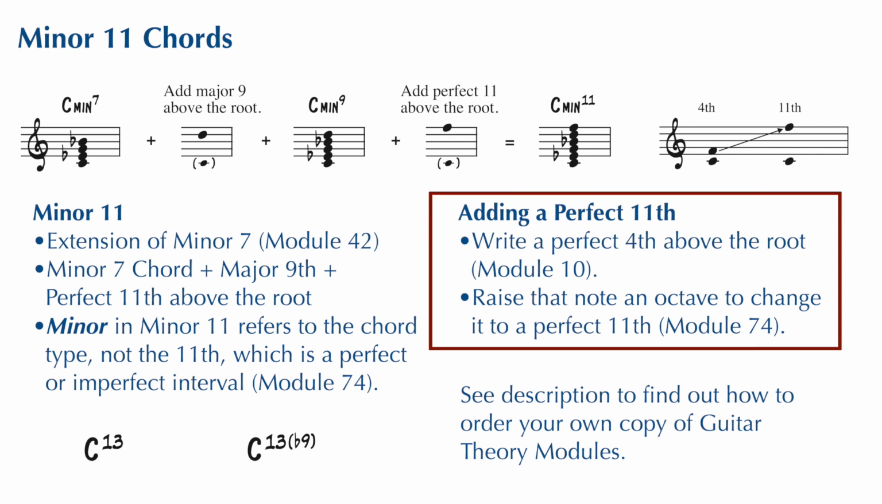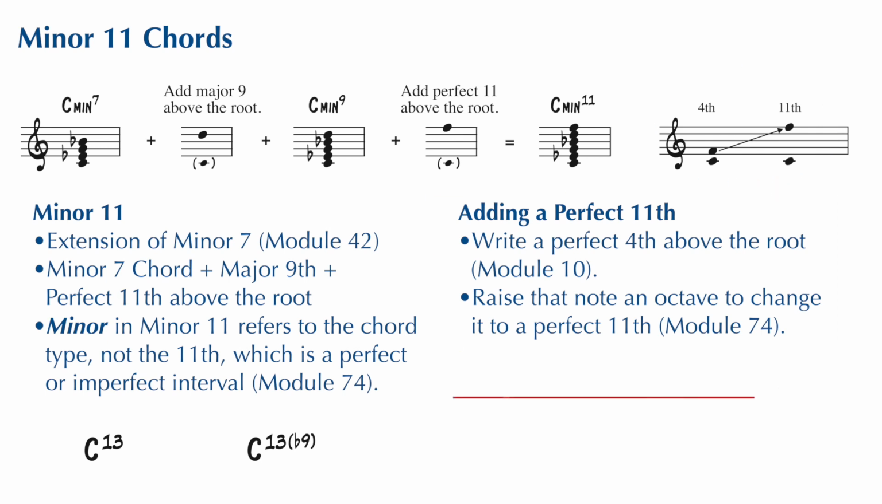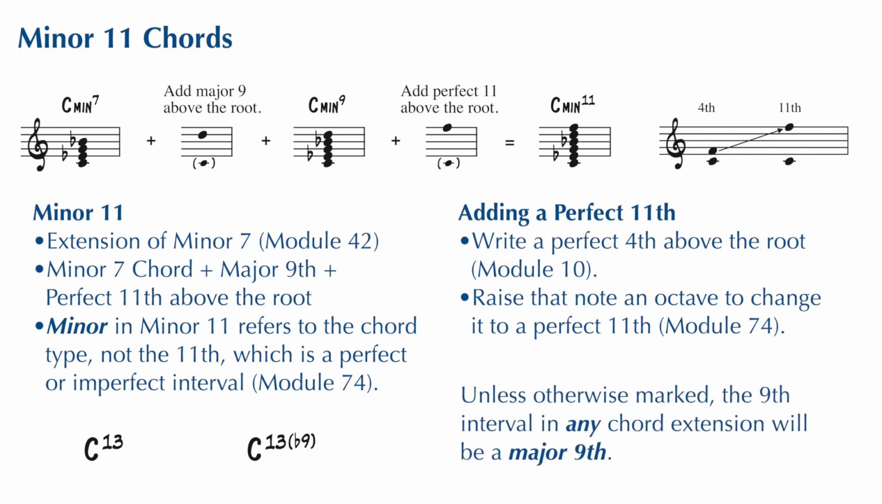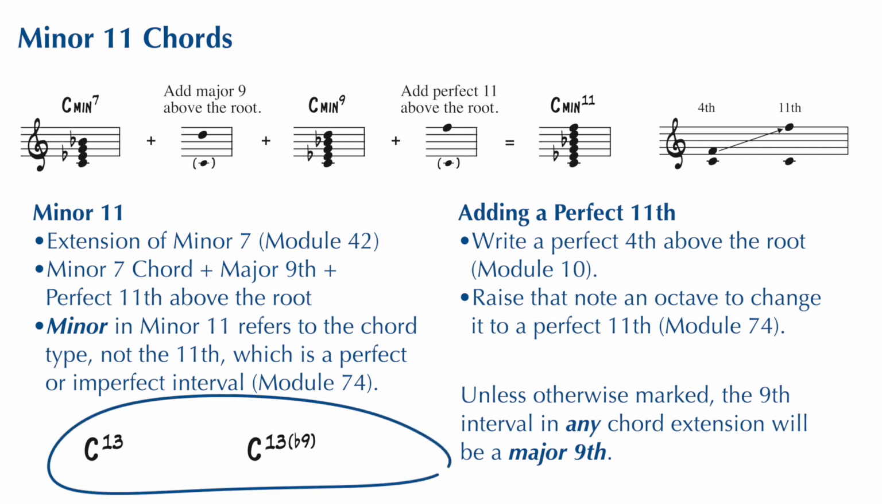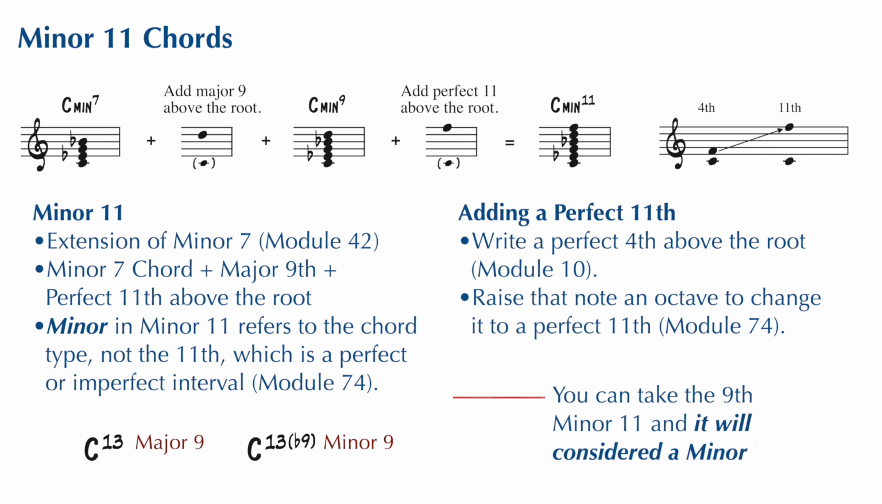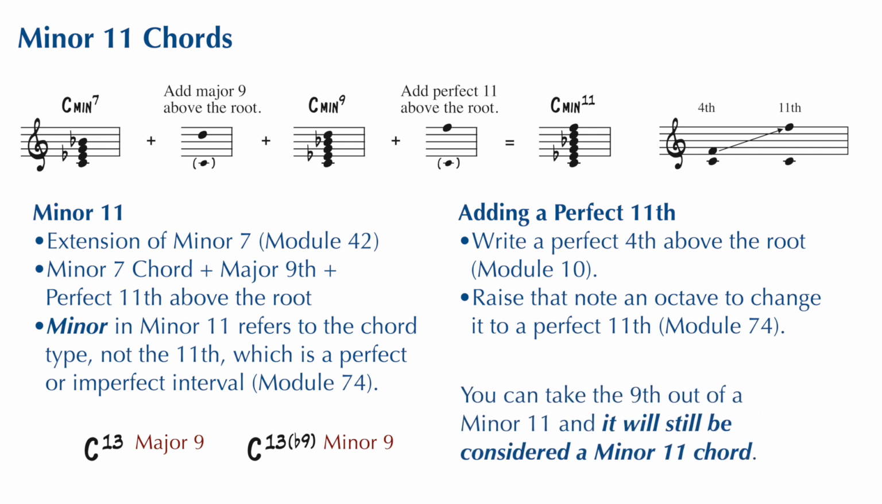Now, if you have trouble counting all those notes to find the 11th of the chord, remember that the 11th is the same as a perfect fourth, it's just an octave higher. So if you need to write an 11th chord, just take the perfect fourth above the root and raise that note an octave. As we extend chords beyond 9th chords to our 11th and 13th chords, the 9th of any of these chord extensions is going to be a major 9th unless it's otherwise marked. And also you can take the 9th out of the chord. As long as it's a minor 7 with an 11th added, it's considered to be a minor 11 chord.